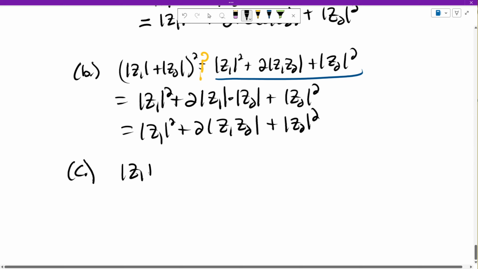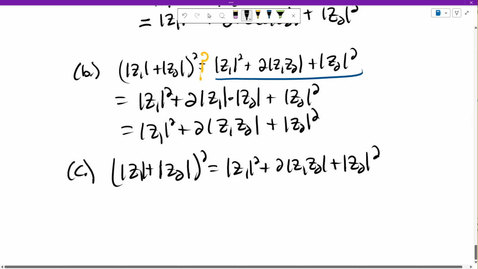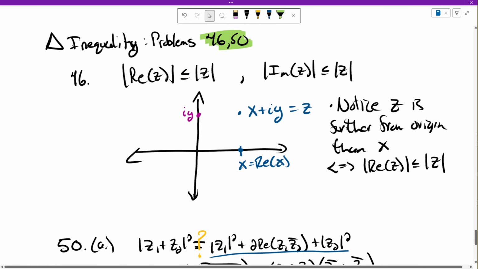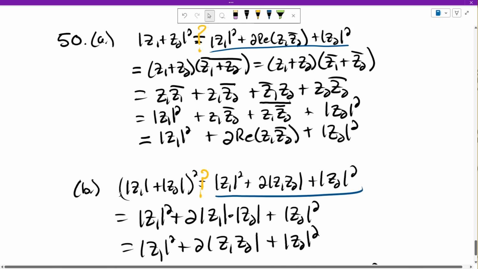So the modulus of z1 plus the modulus of z2, quantity squared, is equal to this right-hand side that we just computed. But we know by problem 46, let's even scroll up and look at that real quick, that the modulus of a complex number is always bigger than or equal to the absolute value of the real part, which in turn is bigger than or equal to just the real part. Because if the real part is negative, the absolute value is bigger than it, and if it's positive, they're just equal. So we're going to use that right now.